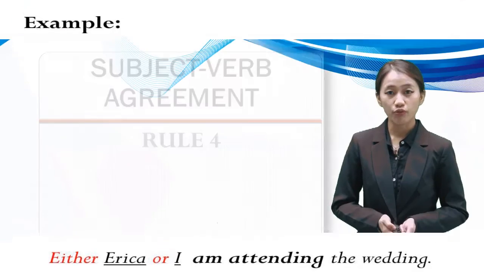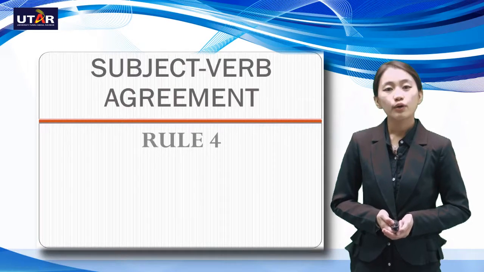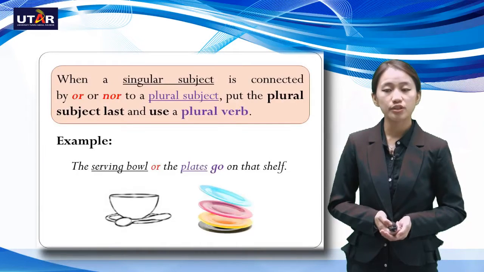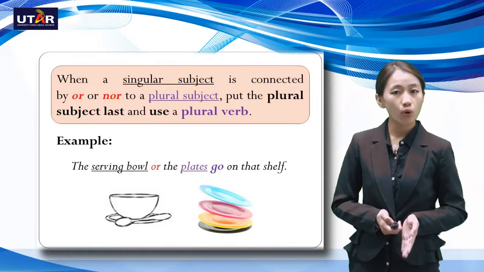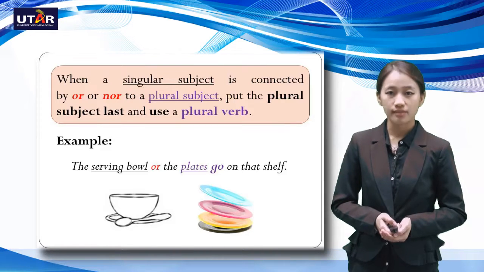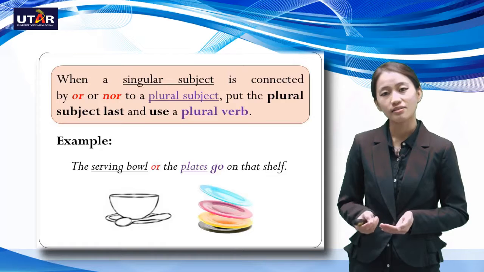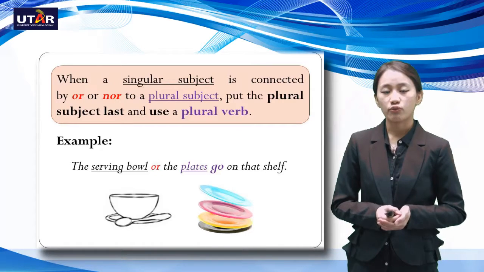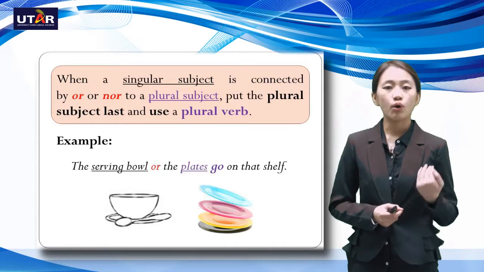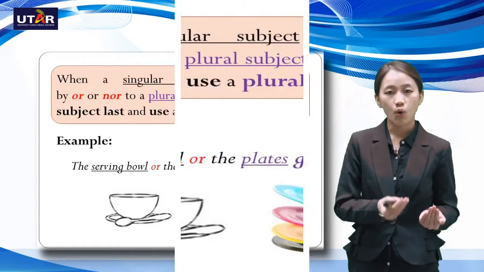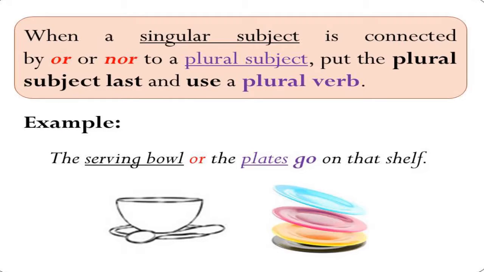Now let's look at rule number 4. Rule number 4 states that when a singular subject is connected by or nor to a plural subject, put the plural subjects last and use a plural verb. So from the first few examples given, you always had a singular subject, singular, or, nor, and then another singular. Now, when one of them is plural, the plural subject should be last. Let's look at the example to understand more. The serving bowl or the plates go on that shelf.